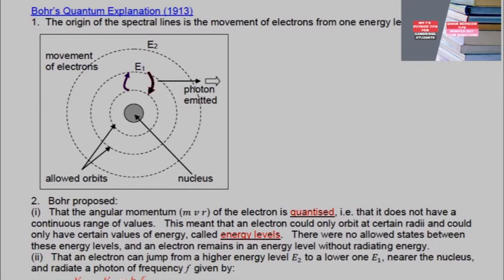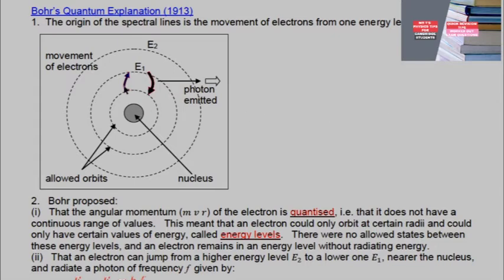The origin of spectral lines is the movement of electrons from one energy level to another. So we have movements from this energy level to E1, or from E1 to that energy level, or movements of electrons from E2 to E1 or E1 to E2. Whenever there is a transition of an electron from E1 to that energy level, a photon of light is emitted. That photon is characteristic of the wavelength associated with it. Remember, E is equal to hc over lambda, and that energy associated with that wavelength is the photon that's going to be emitted in the process.